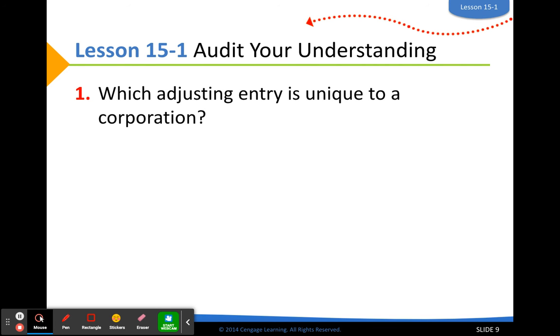So go through, you can look at these questions, answer them if you would like. And that is section 15-1, adjusting supplies and prepaid insurance.